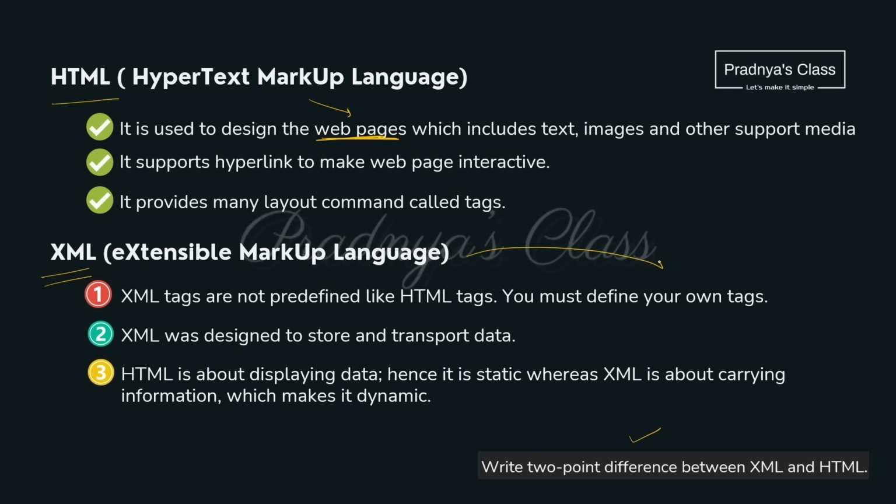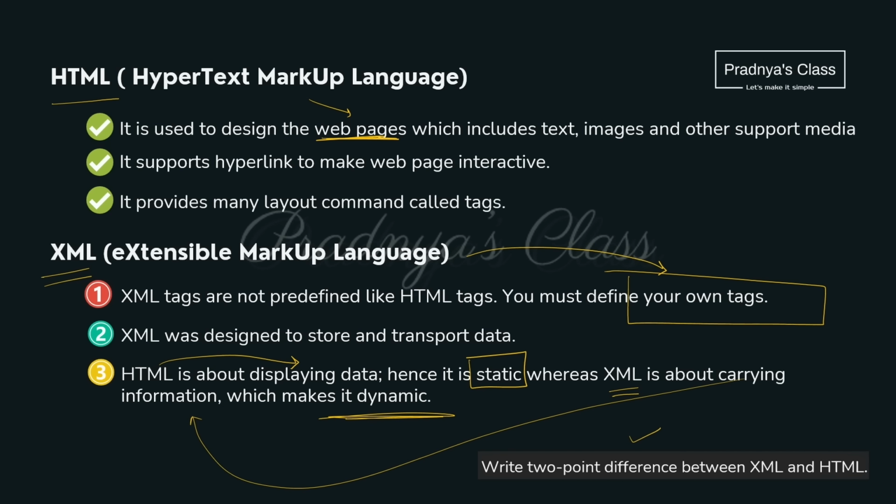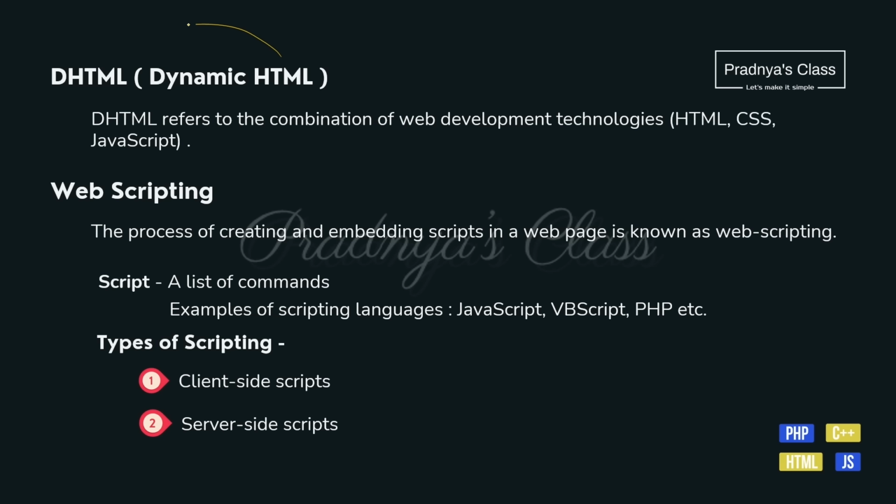The specialty of this language is you can design your own tags. HTML is related to only display data, that's why it's static, whereas in case of XML you are carrying information, that's why it is dynamic. In HTML you cannot create your own tags, we need to use the predefined ones, but in XML you can create your own tags.